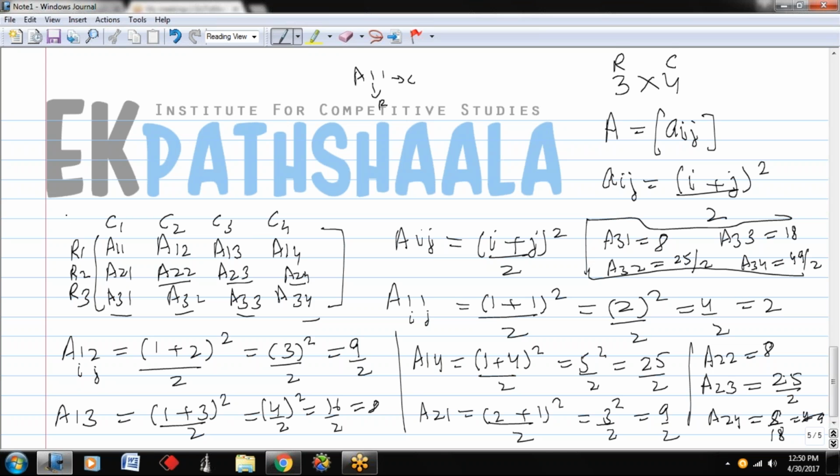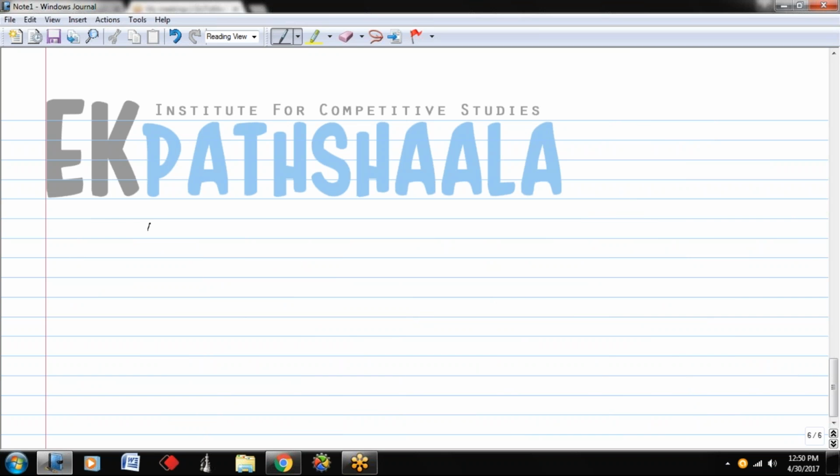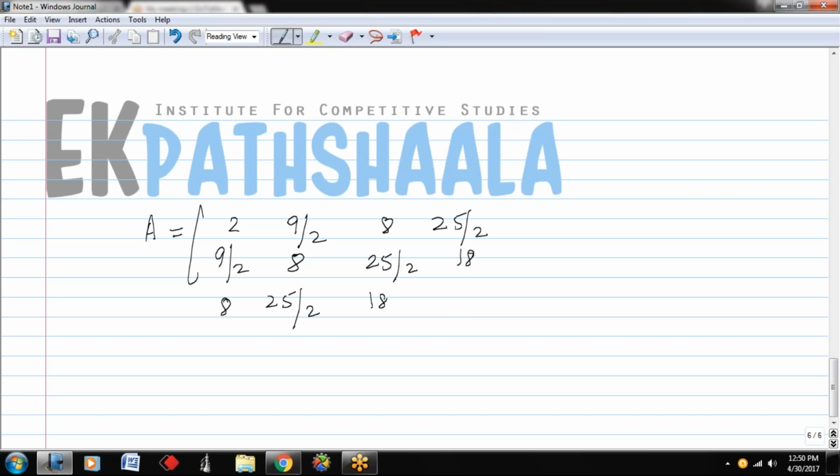Now the final answer will be given by substituting each one of these values with its answer. Got it? The final answer will be what? Let's replace these values. The matrix A will be given by: 2, 9 by 2, 8, 25 by 2; 9 by 2, 8, 25 by 2, 18; 8, 25 by 2, 18, 49 by 2. Okay.